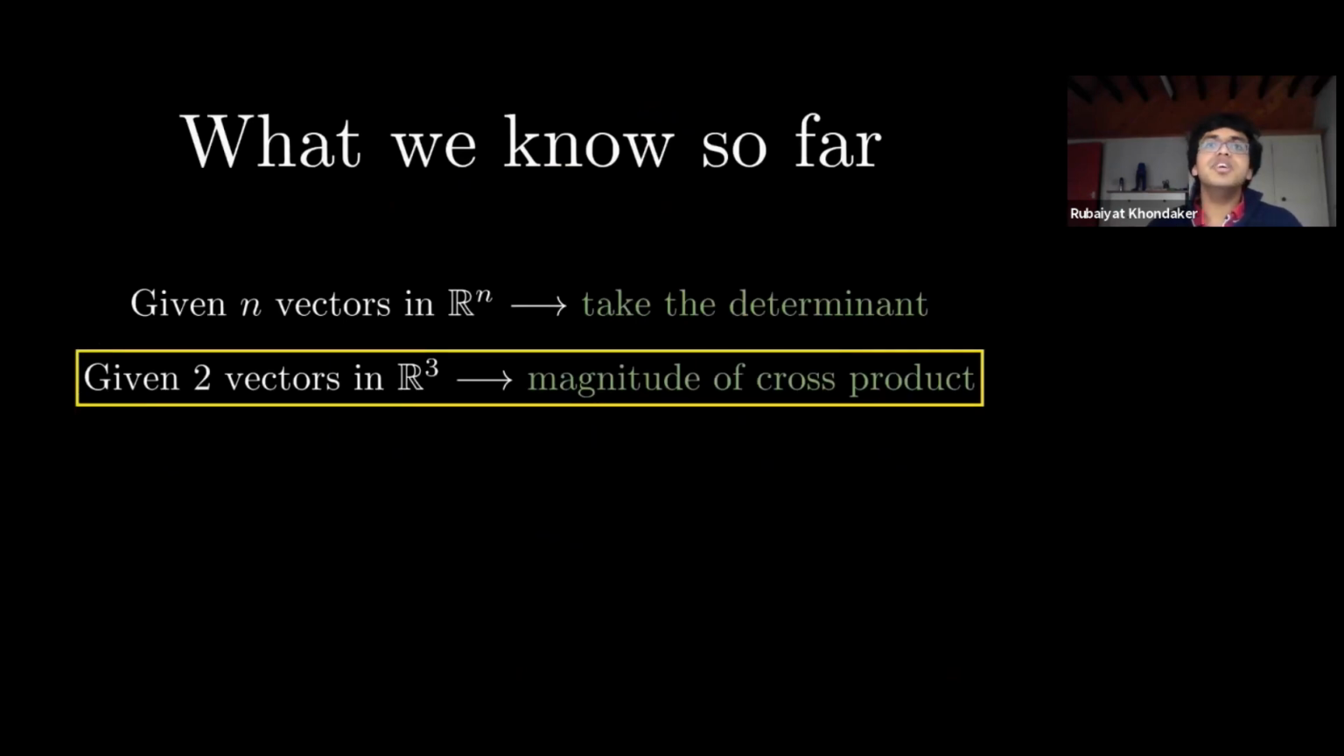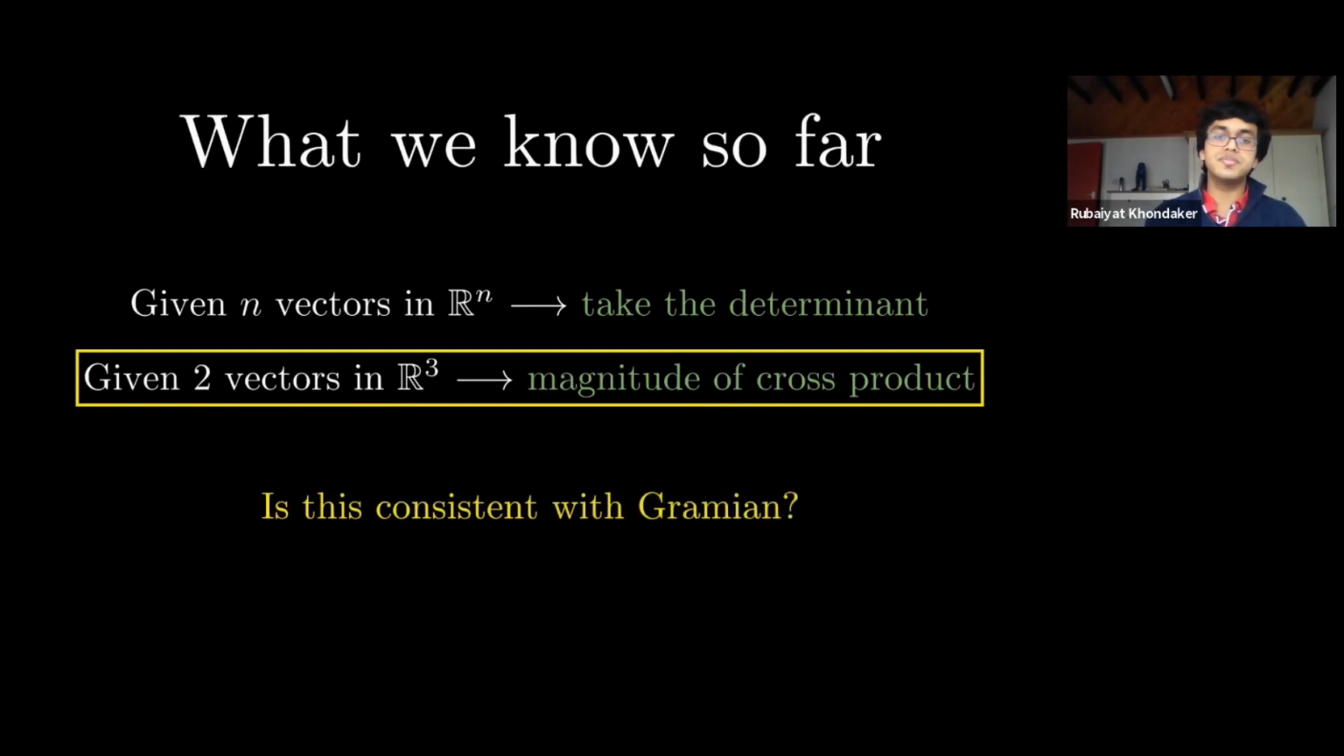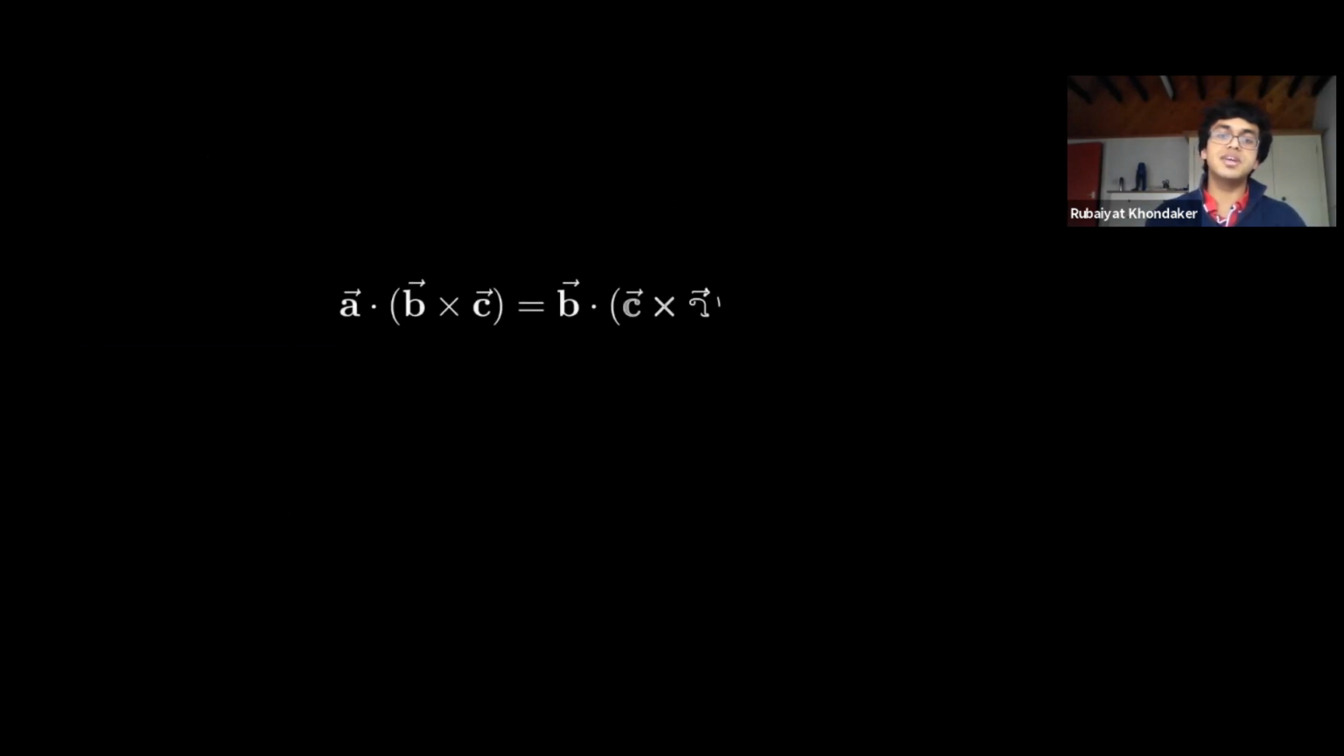Okay, but we know that there's another way to figure out the area of the parallelogram using the cross product magnitude. So is the Gramian actually consistent with that? It turns out it is. You do need to know some triple product formulas to prove this. So you have A dot B cross C is B dot C cross A, and also A cross B cross C is (A dot C)B minus (A dot B)C.